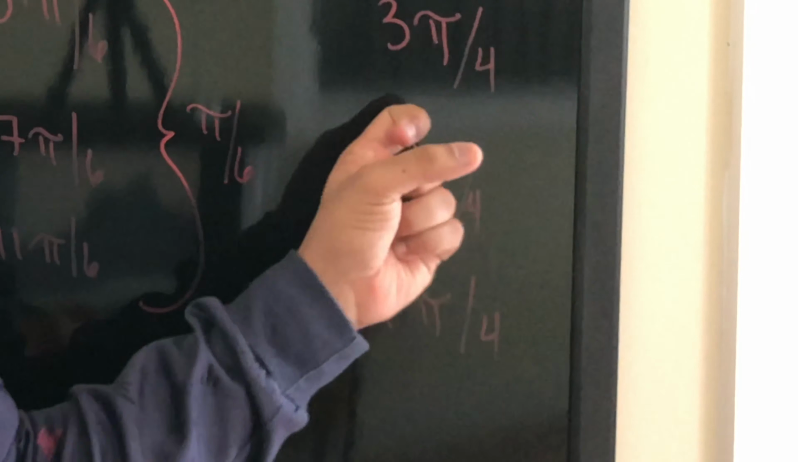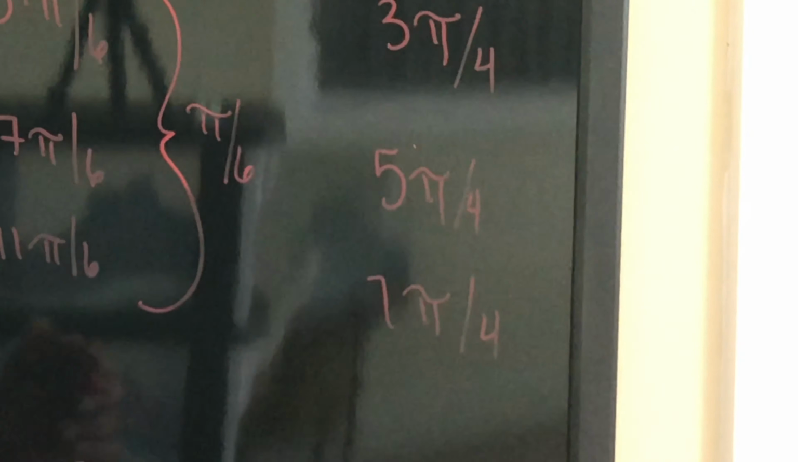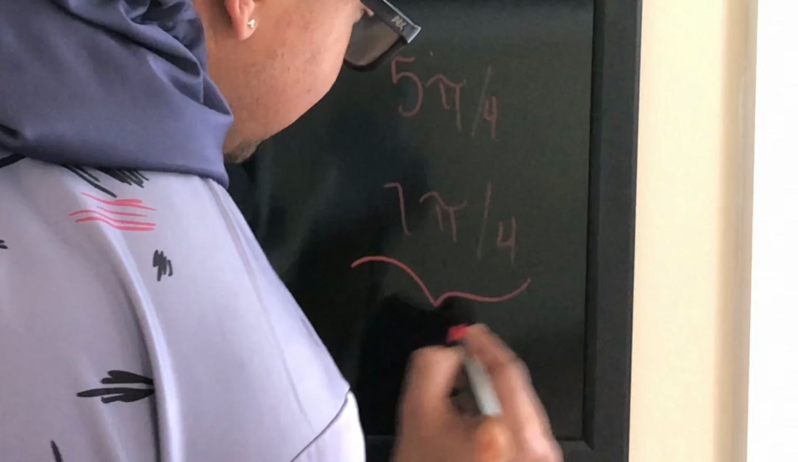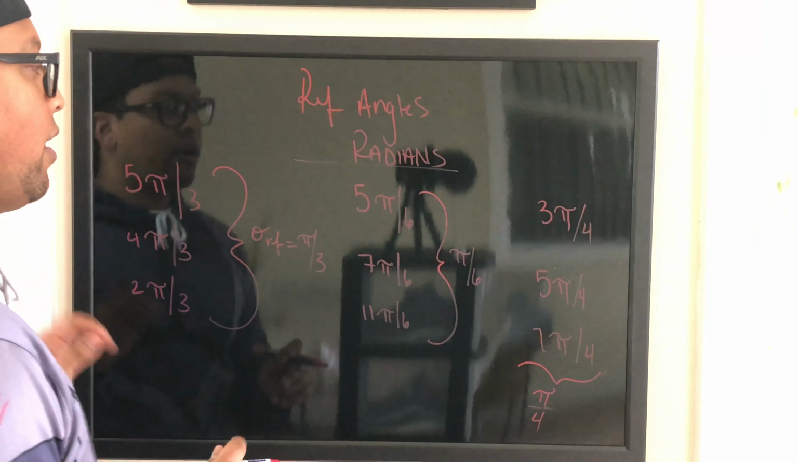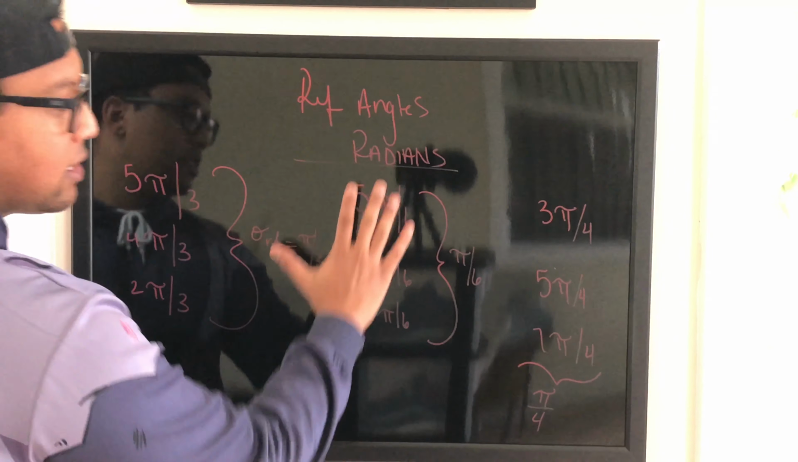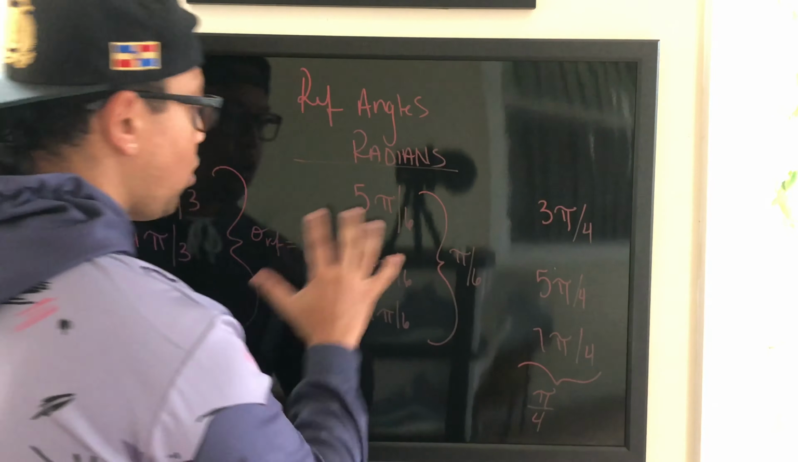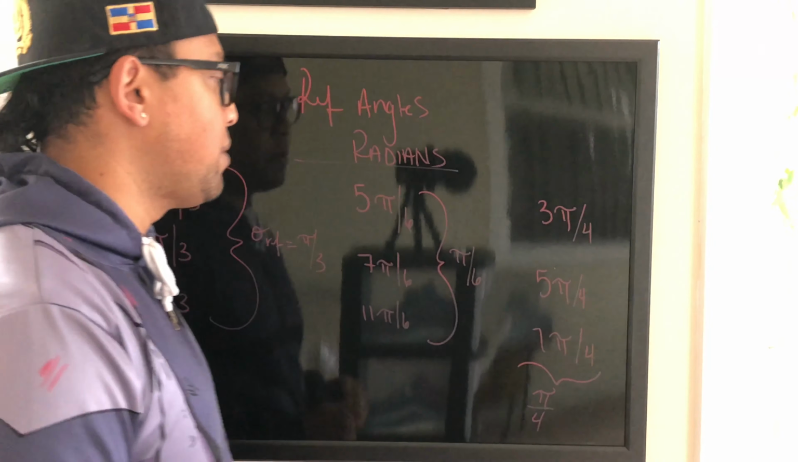Now this one here, you're gonna get 3 pi over 4, 5 pi over 4, 7 pi over 4, and what's the reference angle? You got it, it's gonna be pi over 4. These are the reference angles right here. Just make sure you understand this. These are all equal and fall into the same category.